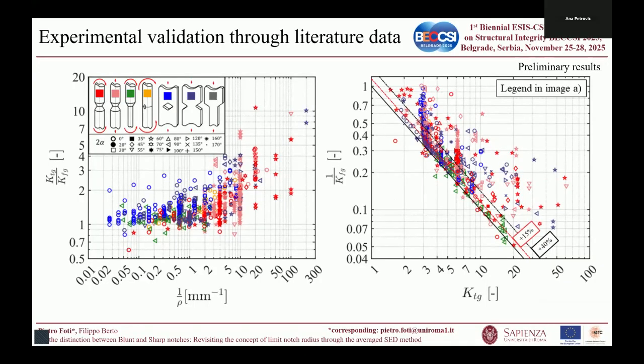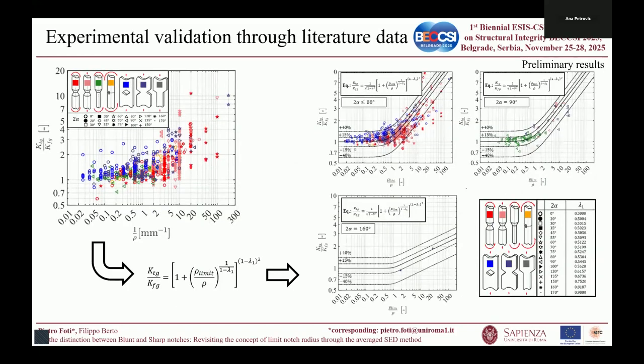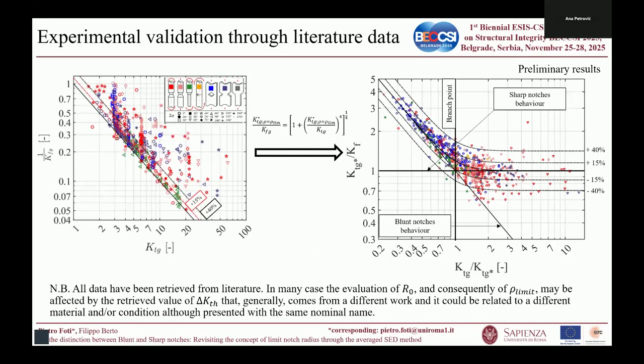You can see on the left diagram the values that we have retrieved, summarized in terms of stress concentration factor over the fatigue strength reduction factor versus the inverse of the notch radius. And here the inverse of the fatigue strength reduction factor versus the stress concentration factor. We have considered the first solution that we have presented in terms of limit radius, and you can see here the results of the proposed equation that we have considered, while here you can see the results summarized according to the Atzori-Lazzarin-Meneghetti diagram.